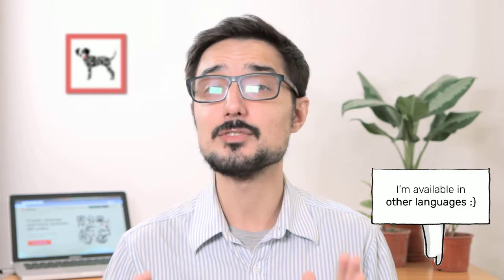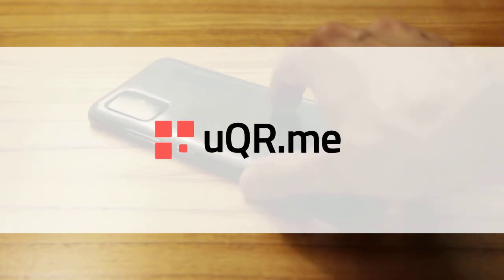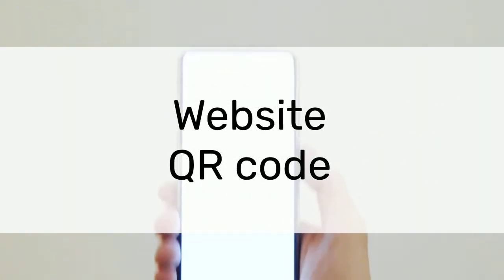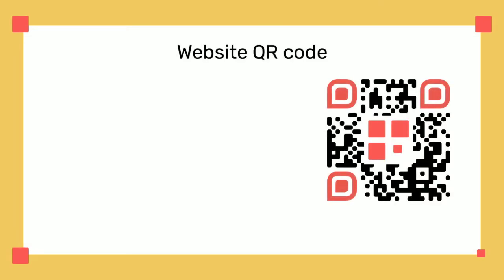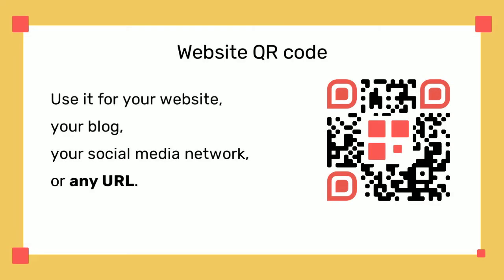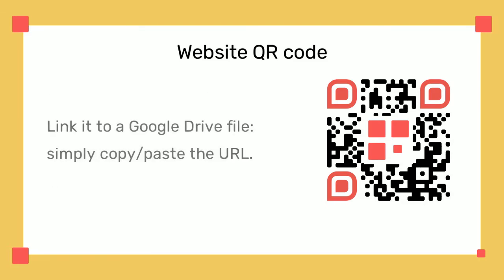In this video, we'll go over one of the oldest and most reliable types of QR codes, the website QR code. Website QR codes are one of, if not the most popular types of QR codes because you can link them to any URL. You can use a website QR code to show, well, your website, your blog, your social media platform of choice, or anything that has a URL. You can even use it to access a file in Google Drive, for example, by copying and pasting the address.